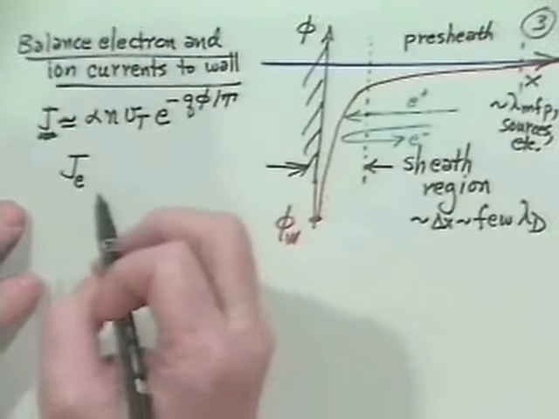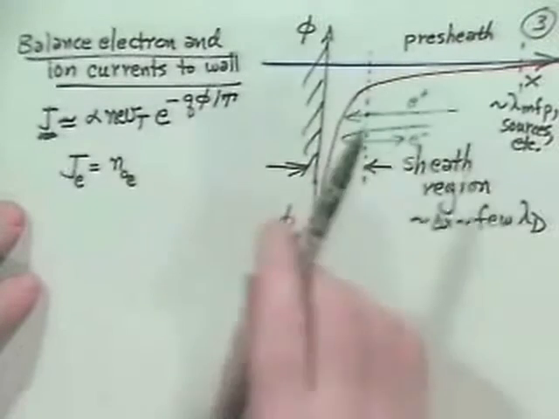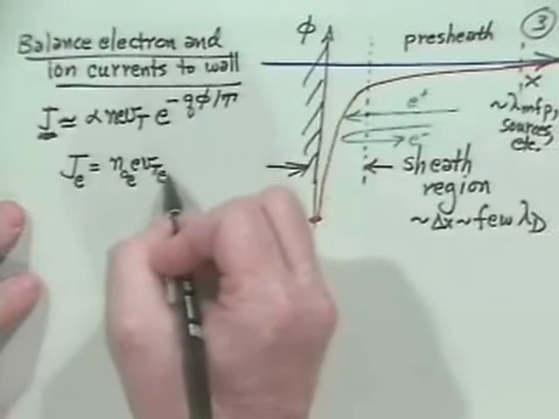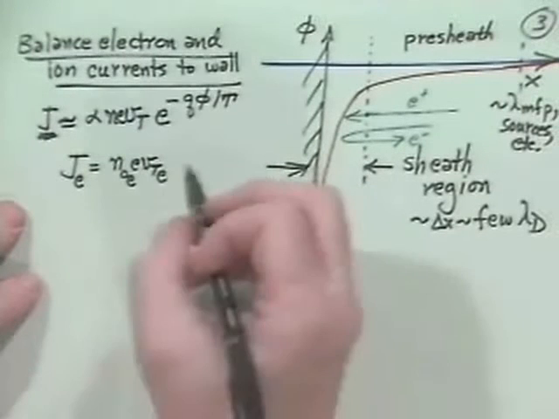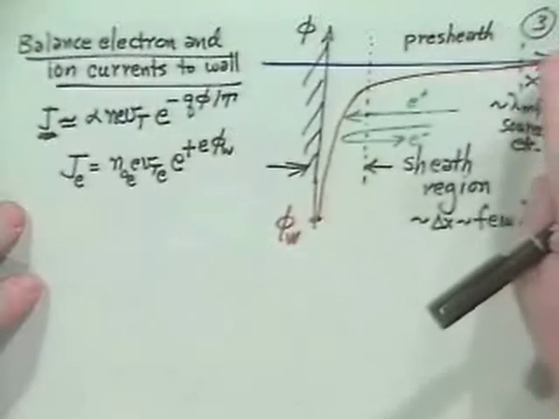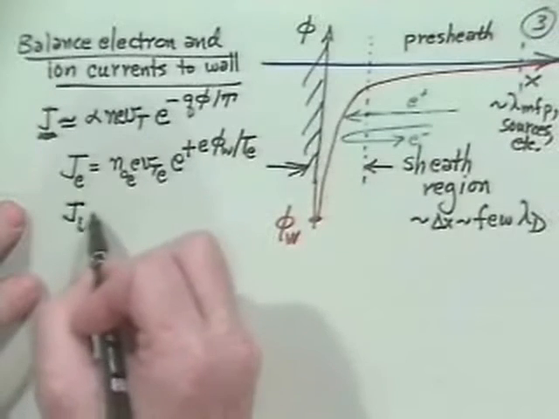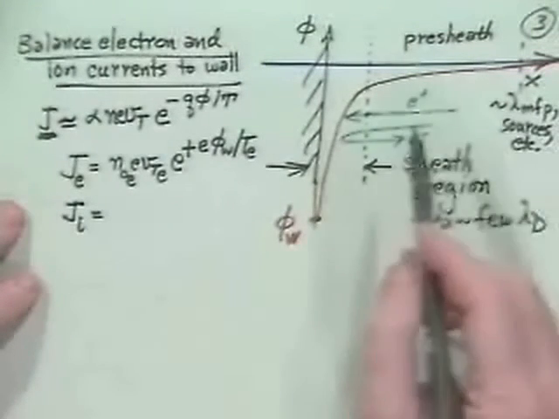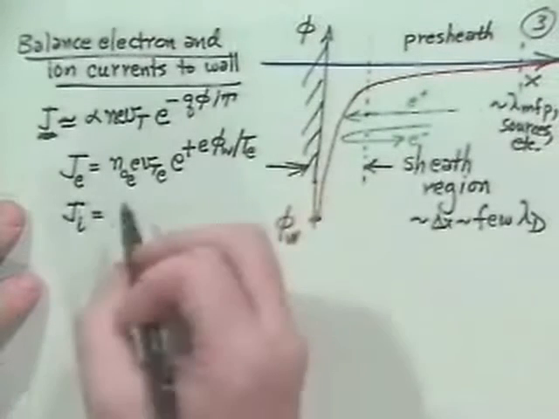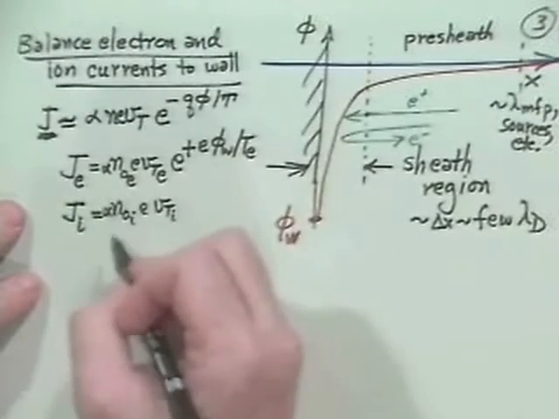So the electron current, I should actually put in e in here, is equal to n naught e, which is the density of electrons way back in the bulk of the plasma, times e v thermal e, and then the q is minus e for the electrons. And so this just becomes e to the plus e phi wall over T sub e, because the difference in potential between the center of the plasma and the wall is just phi wall. Ji, the ion current to the wall, is mostly determined way back here, and so it'll just become n naught i e v thermal ion. Maybe I put in an alpha here, by the way.